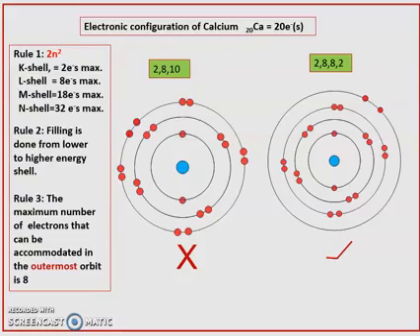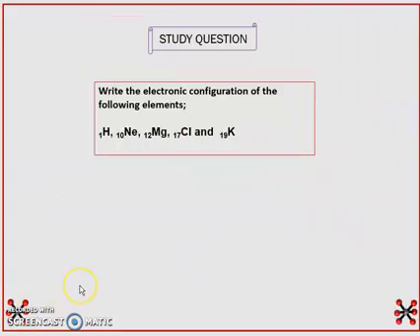Good. Then, I would like you to try your hands on those study questions. And I'm particular about potassium. When solving or writing the electronic configuration of potassium, remember rule 3. Write down the electronic configuration of hydrogen, neon, magnesium, chlorine, and potassium. And let me know what you get as your answer.